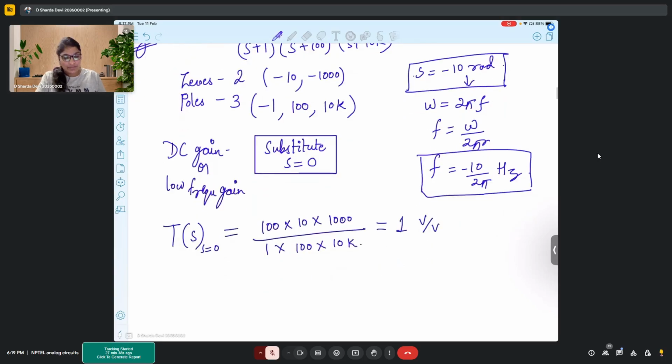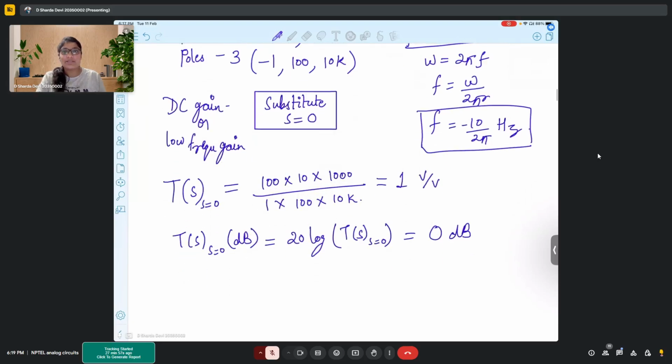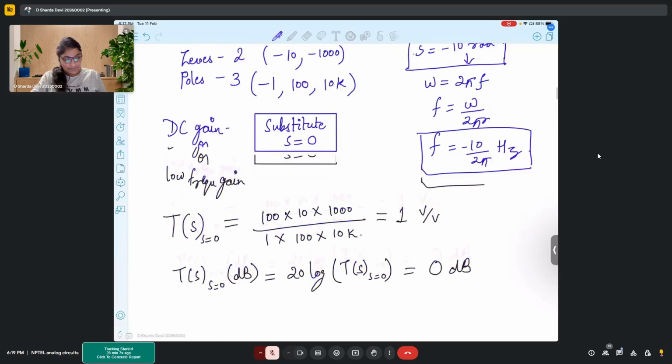So here we need to convert this DC gain into dBs, decibels, let's say 20 log, which is 0 dBs, right? So 0 dB is the DC gain or low frequency gain of our given transfer function, right?